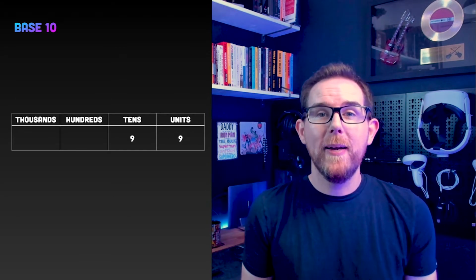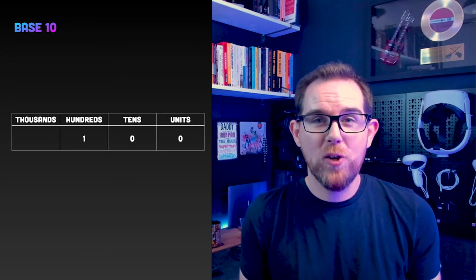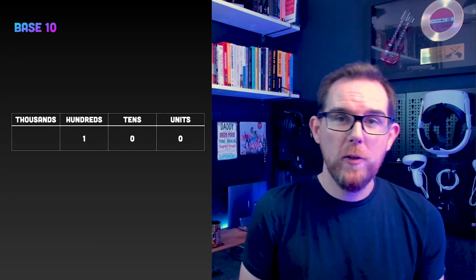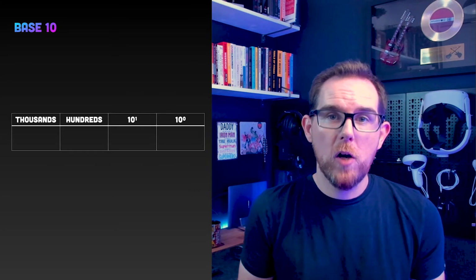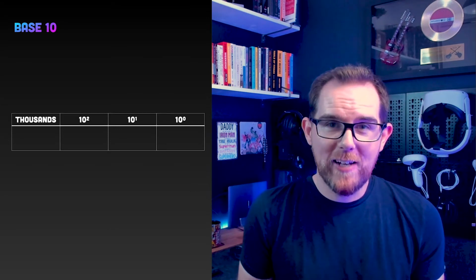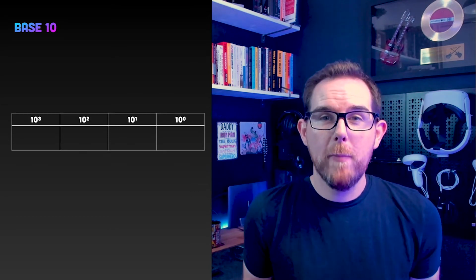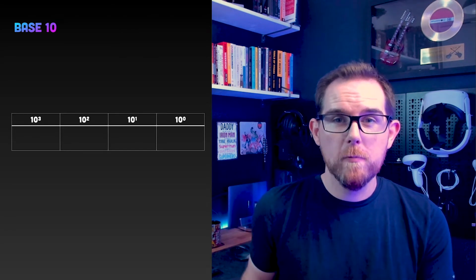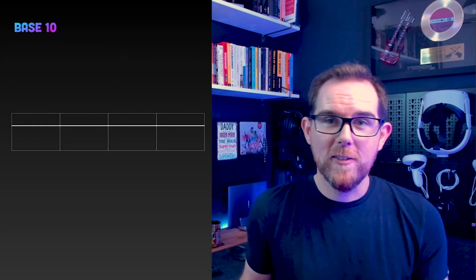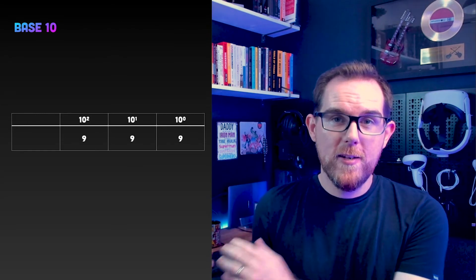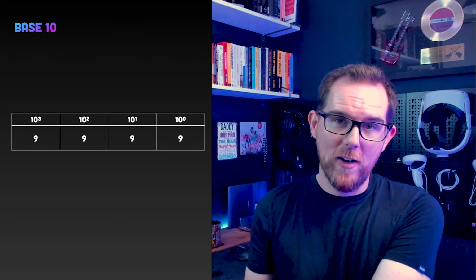This is what we call the base 10 number system. And in fact, each column is a power of 10. So units is 10 to the power 0, tens is 10 to the power 1, hundreds is 10 to the power 2, and thousands is 10 to the power 3. The maximum number we can therefore store in these four columns is 9,999. So we have 9 in the units column, 9 in the tens column, 9 in the hundreds column, and 9 in the thousands column.